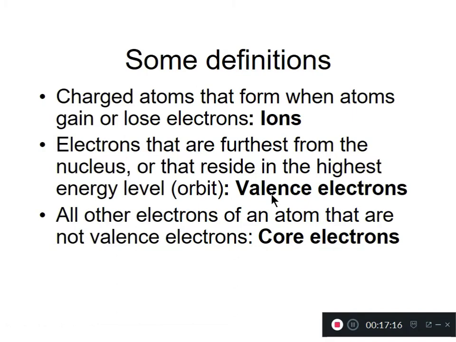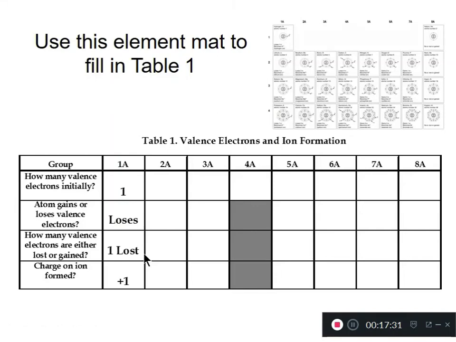So when we had first looked at the atoms, the number of valence electrons was the same as the group number. But when it's ions, it can become a little different. All the other electrons of an atom that are not the valence electrons, we call the core electrons. So I've been answering these for you when we were looking at that, but I want you to take a moment and complete this table. It's asking how many valence electrons are there initially? Does the atom gain or lose valence electrons? How many valence electrons are lost or gained? And what is the charge on the atom formed?